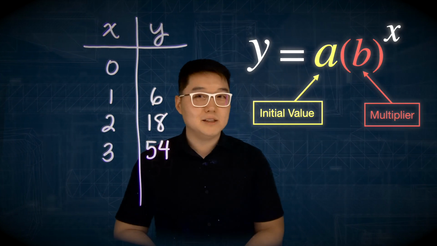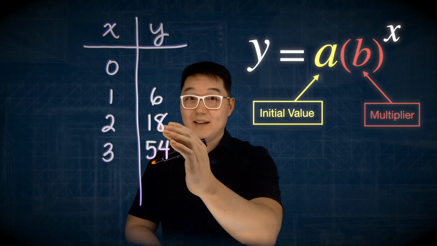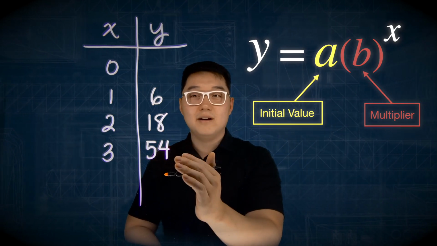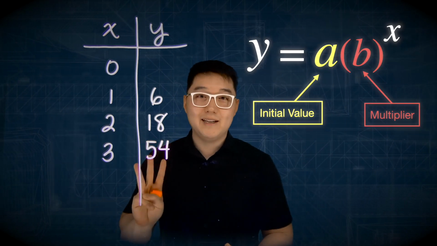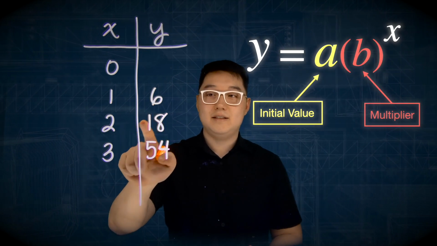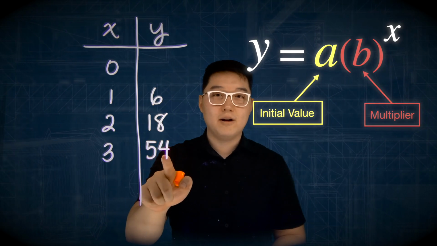So what is being multiplied by each time? Well, 6 times something gives us 18, and 18 times something gives us 54. In this example, it turns out that the multiplier is 3. That's because 6 times 3 gives us 18, and 18 times 3 again gives us 54.